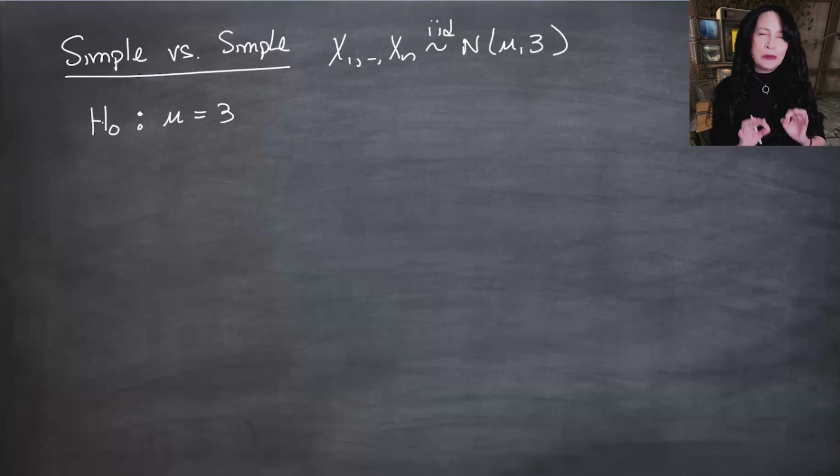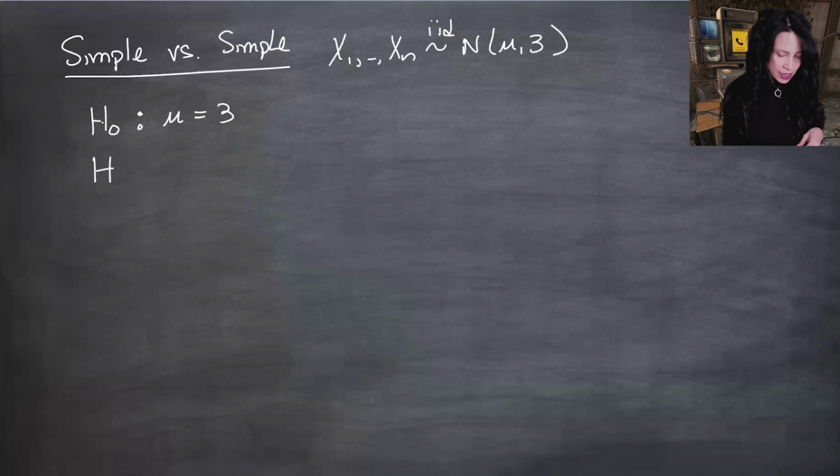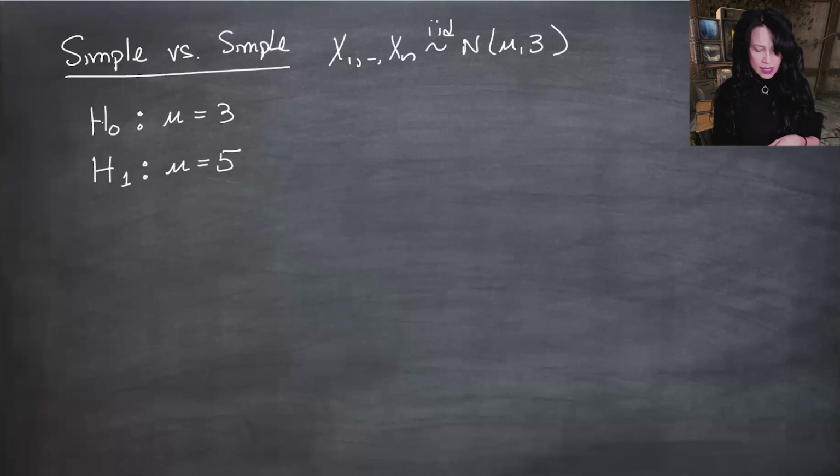Strictly speaking, it completely determines the distribution. If you know that hypothesis is true, you know exactly what distribution your data is coming from. So when I write simple versus simple here, I mean that we're going to start off by looking at a simple versus simple hypothesis.